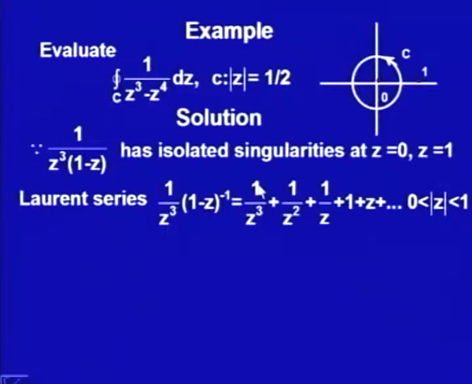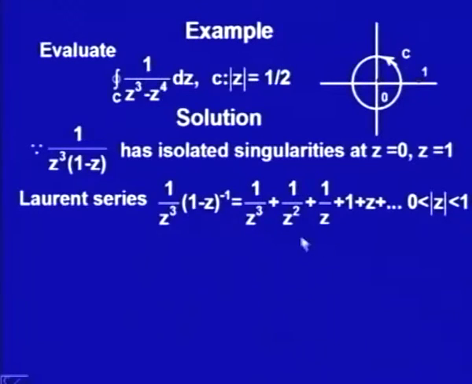So 1 upon z cube I would get 1 upon z cube plus 1 upon z square plus 1 upon z plus 1 plus z and so on, and this expansion is valid for all z lying between 0 and 1, that is, the absolute value of z lies between 0 and 1. That is the disk which contains my region of integral, this contour, and the singularity is inside that contour. So the region which we are taking is inside this one.